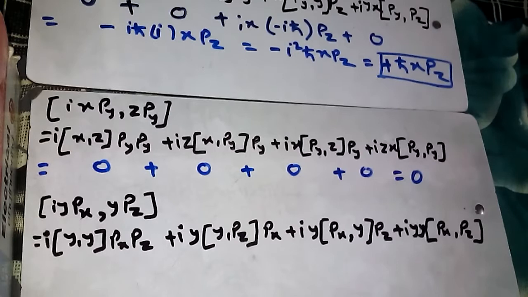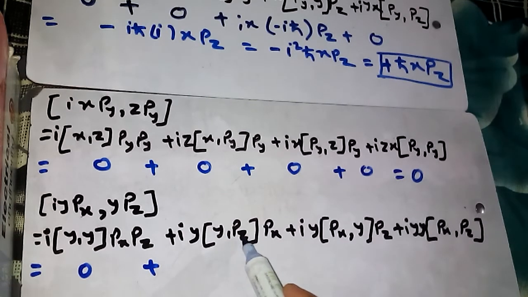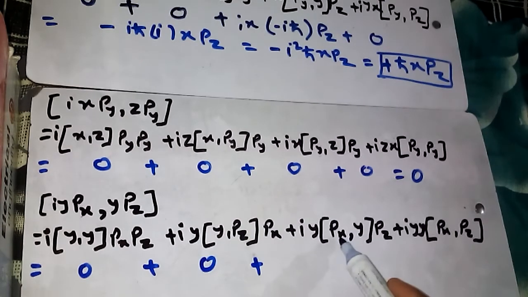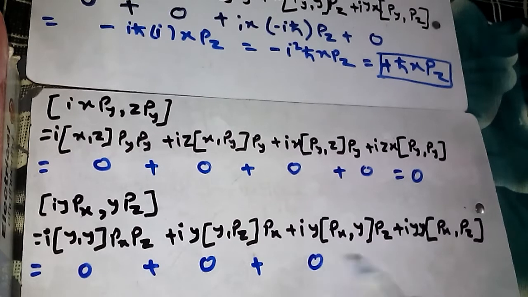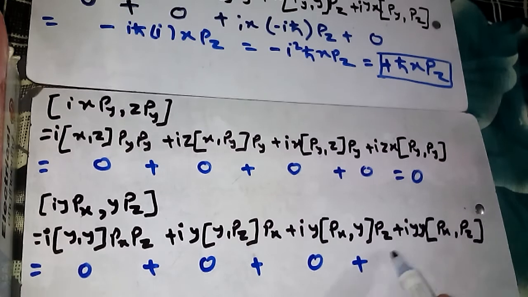Now again you can see that the commutation of two position operators is 0, so the whole term is 0, plus it is the commutation of position and momentum, but it is the y component of position and the z component of momentum, so again this commutation is 0, so the whole term is 0, plus this is again position and momentum, but there is an x component of momentum and this is the y component of position, so this term is again 0, plus both are momentum operators, so it is again 0, so equal to 0.